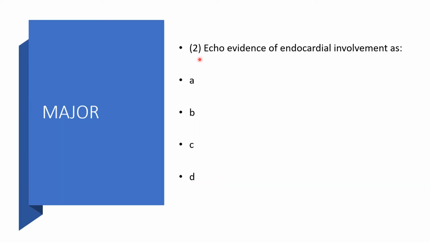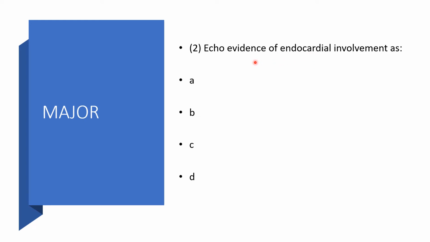The second criterion under the major will be evidence from echo. We are going to have transthoracic or transesophageal, but mostly we'll start with transthoracic and then have transesophageal, or you go straight to transesophageal echo. But that is not the topic for this moment. For now, under Duke, echo evidence of endocardial involvement is a major criterion.